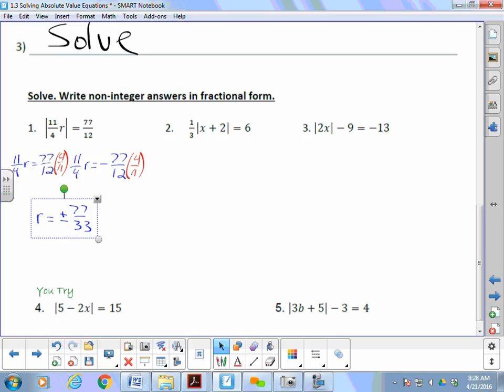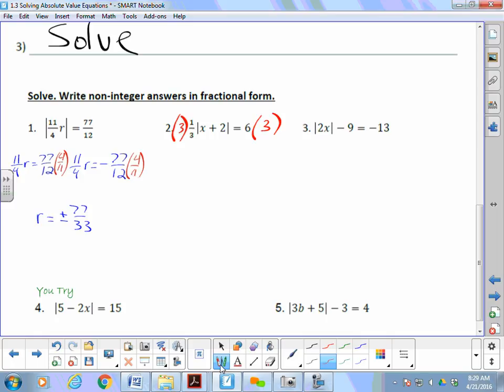Okay, so to get rid of it, I'm going to do what? Multiply it by 3, both sides, the reciprocal. All right. So our first step is multiply by 3. So we get the absolute value of x plus 2 equals 18. Now I've isolated the absolute value, and we can solve the two equations. X plus 2 equals 18, or x plus 2 equals negative 18.